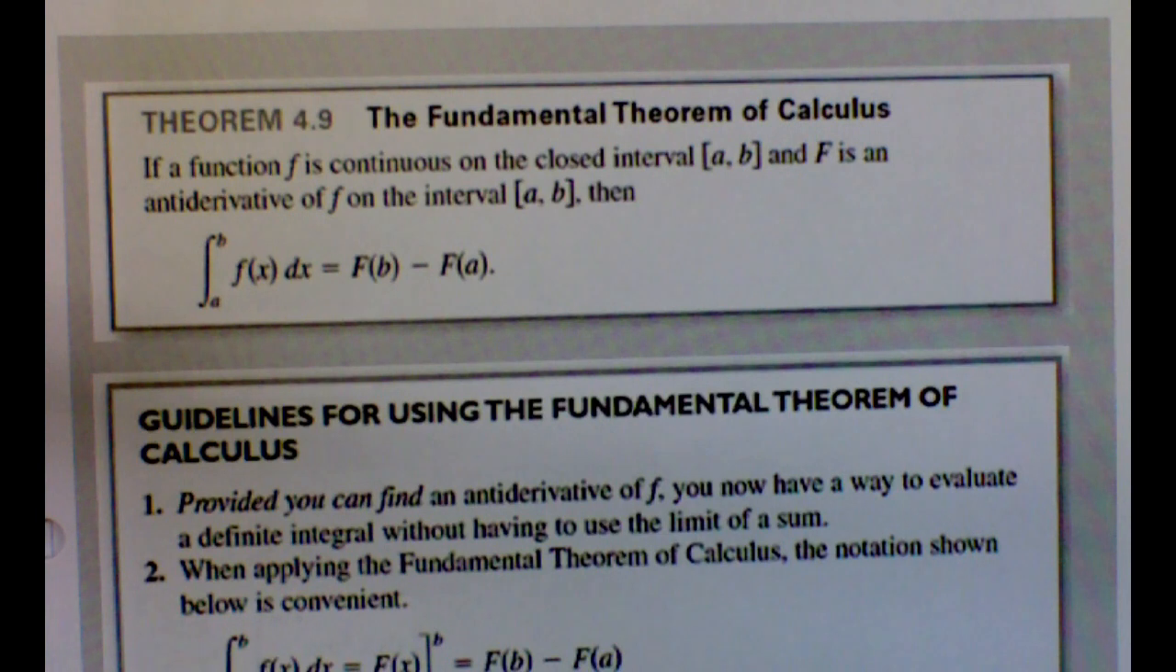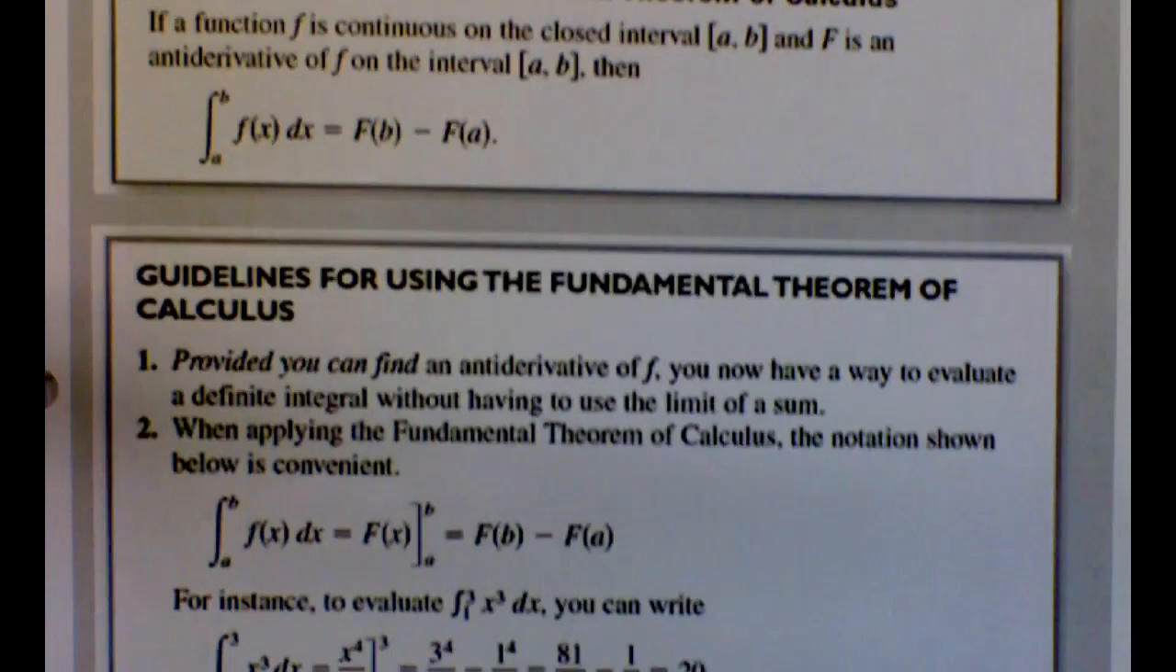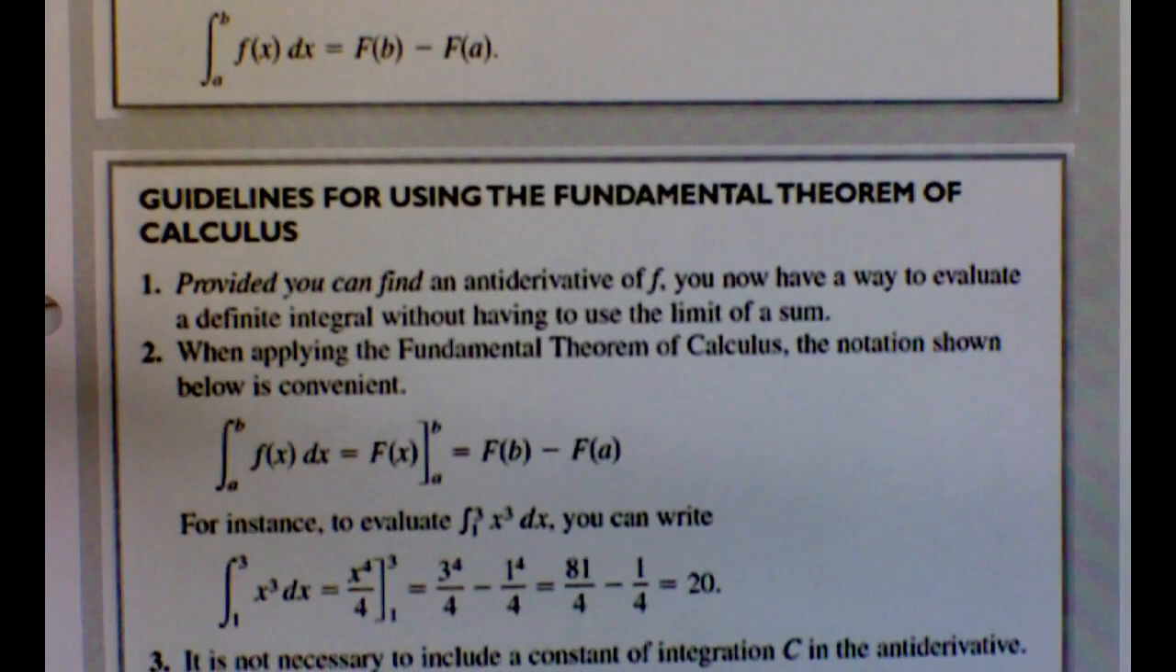So basically we take the antiderivative, we plug in the upper bound of integration, minus plugging in the lower bound of integration. Some guidelines here. If you can find an antiderivative of f, we now have a way to evaluate a definite integral without having to use the limit of a sum. Much, much shorter than what we were doing before.